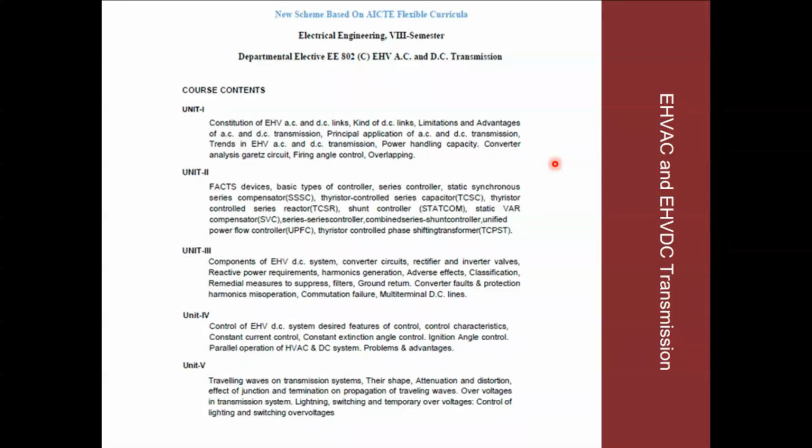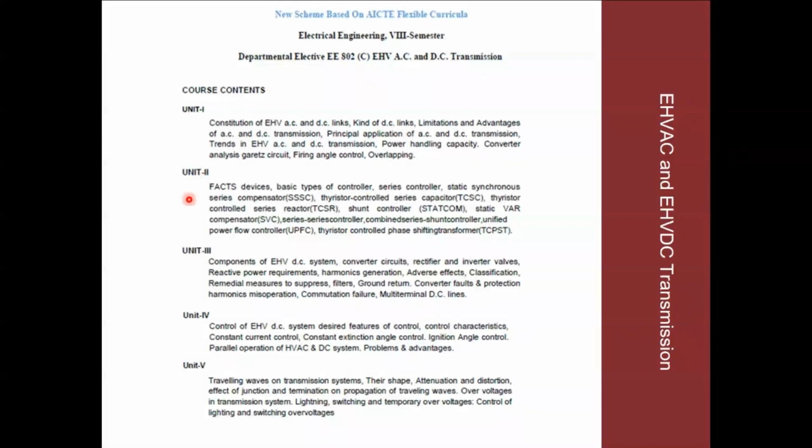Now this is the syllabus of this subject. This subject contains 5 units. In the very first unit, there is introduction of HVDC system, comparison between EHVAC and DC system, different types of DC links, limitation and advantages of HV and DC transmission system, then power handling capacity, then firing angle control, overlapping.